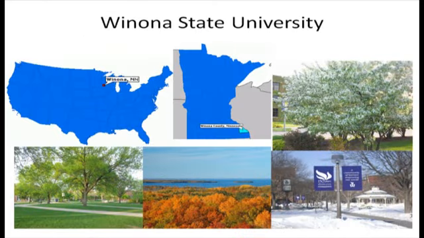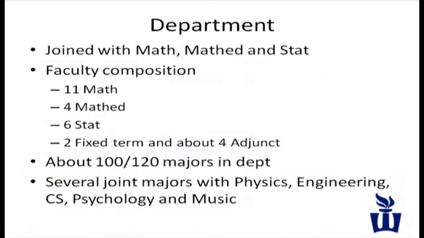Okay, a quick way of telling you where I'm coming from. I'm at Winona State University. It's in Minnesota, and that's where it is on the map. These are pictures of different seasons, just to let you know where my campus is. And this is the composition of the department, so you get a bigger picture of how it can be done. This is a joint department with math ed and statistics programs. This is how the faculty compositions are.